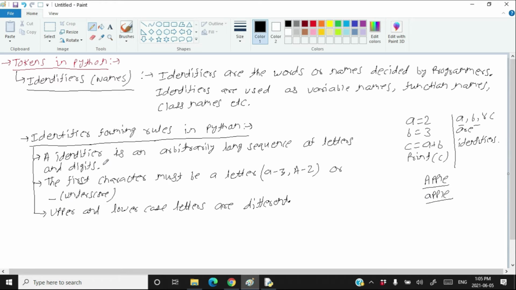Digits can be used in an identifier, as it has been written here, but a digit cannot be the first character of the identifier. Hopefully you are getting it. The first character must be a letter or underscore. It cannot be a digit. But digits can be used in forming identifiers. That means A0 is a valid identifier, but 1A is an invalid identifier. 0A is also an invalid identifier. Identifiers in Python are unlimited in length.